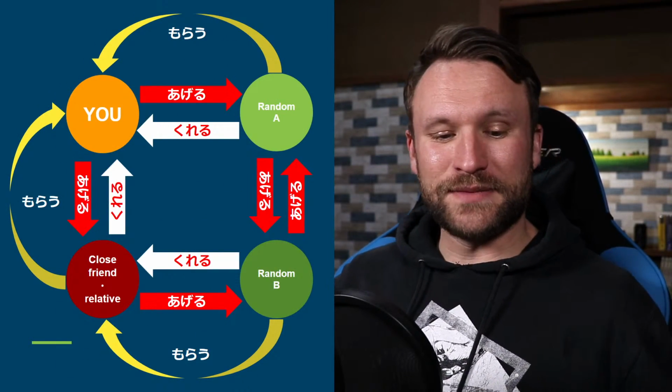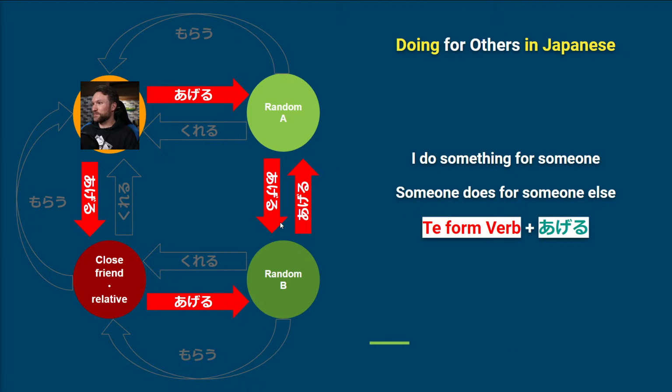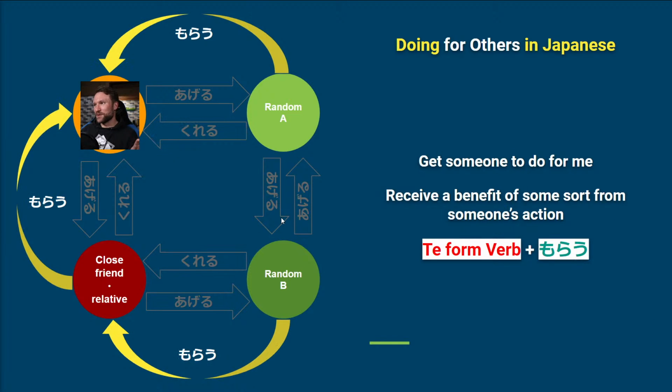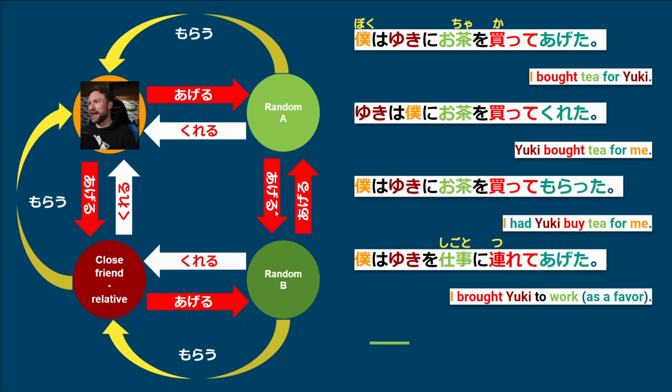So, you guys may remember the things we covered two weeks ago. It's been a while, so you might have forgotten, but we covered te ageru, someone does something for me, te kureru, te morau, get someone to do something for me, or I receive a benefit from someone's action, and stuff like that. Te morau, te kureru, te ageru.